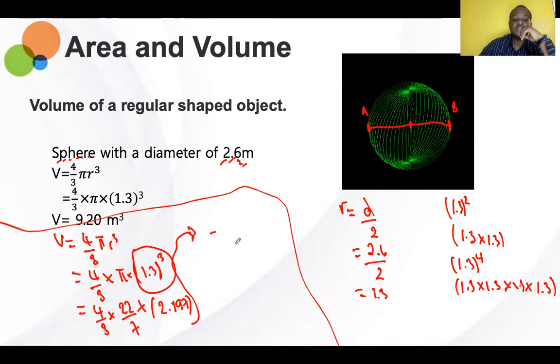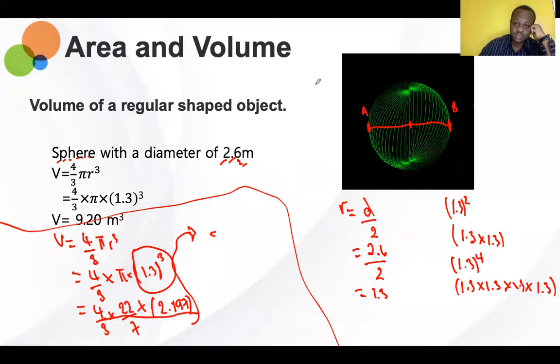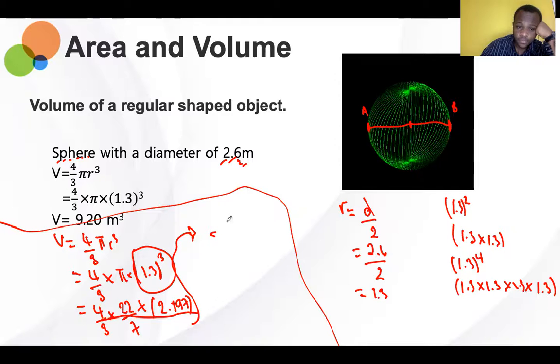So we have all of these in the same line, right? So let's just multiply them across. We have 4 times 22, right? What are we getting there? What is 4 times 22? 88, sir. Right, times 2.197.